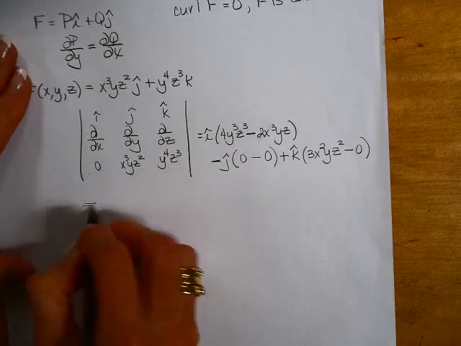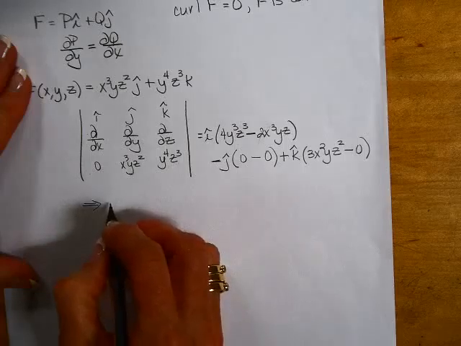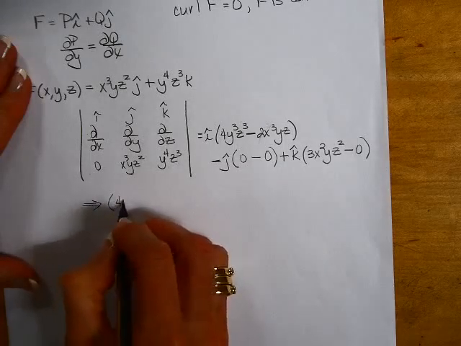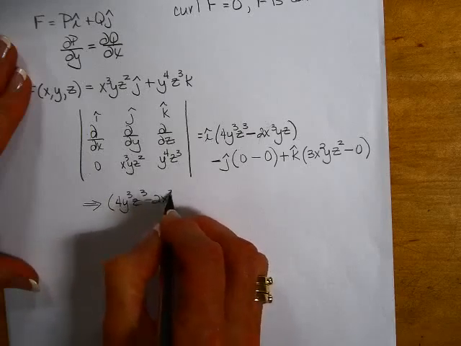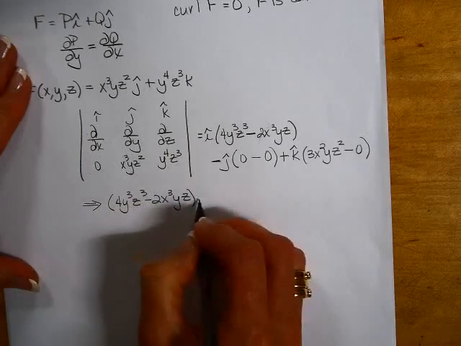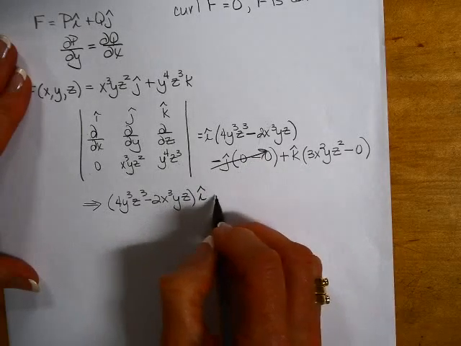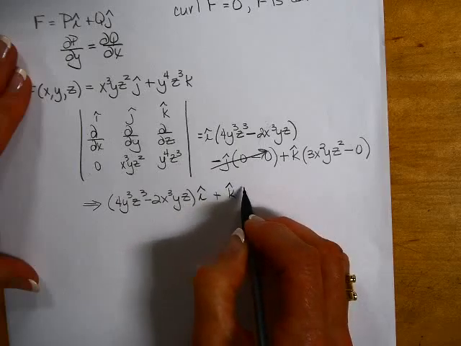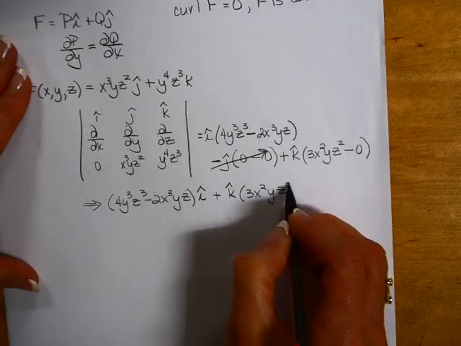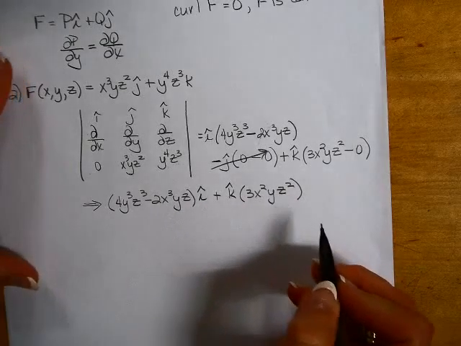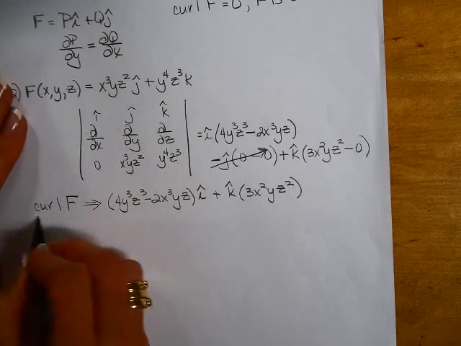So let me see if this is going to simplify at all. That's going to be 0. This is going to give me 4y to the third z to the third minus 2x to the third yz. That's my i hat. That's 0, plus k hat, which is 3x squared yz squared. This is a vector field. This is the curl of your function F.